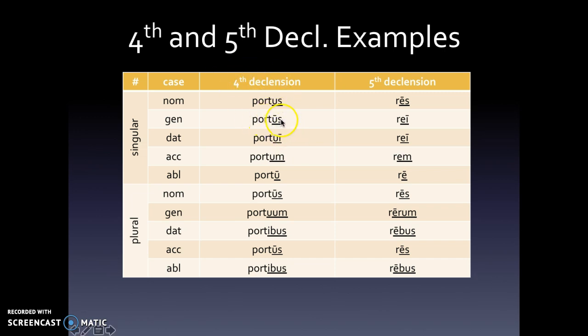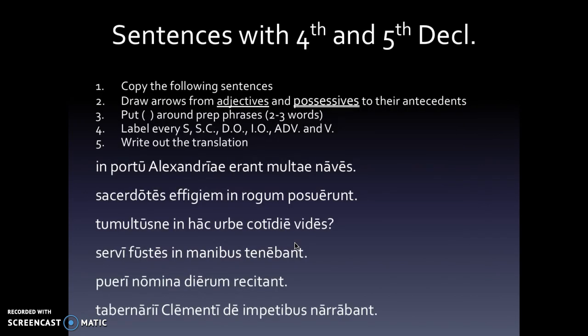For example, the accented US in the genitive singular, the accented US in the nominative plural, the accented US in the accusative plural. This is a problem that's not new to us, though, and we can work on having methods to sort through all of those.